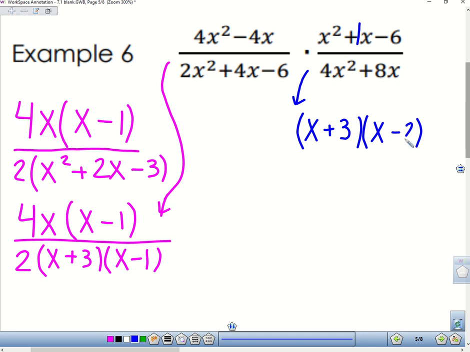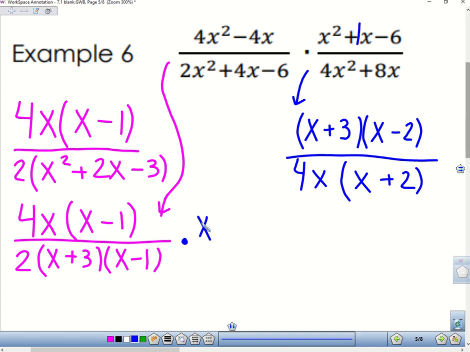Good. And then what can we do to factor the denominator of this fraction? We can factor out a 4x. You could factor out a 2, but you want to factor out the biggest thing you can factor out. And that's going to leave me with 4x times x plus 2. So now I'm going to bring this down to line it up with the other one because we are going to have to multiply these together eventually.